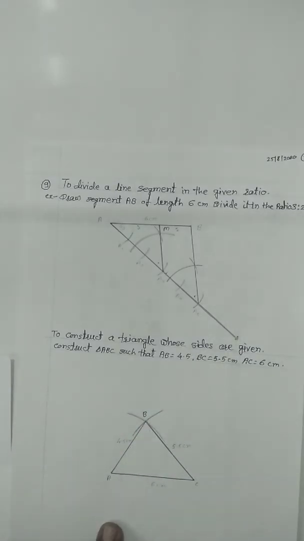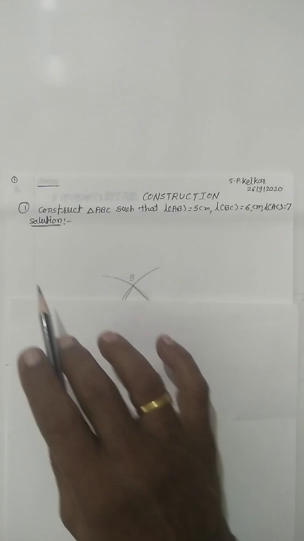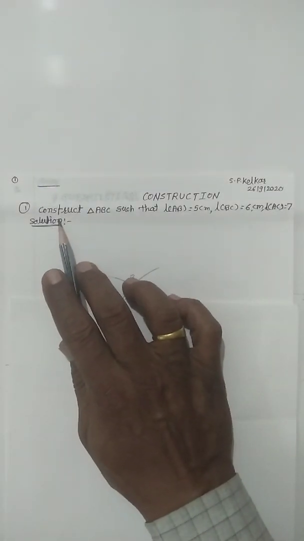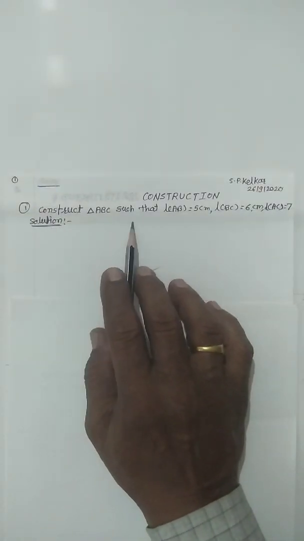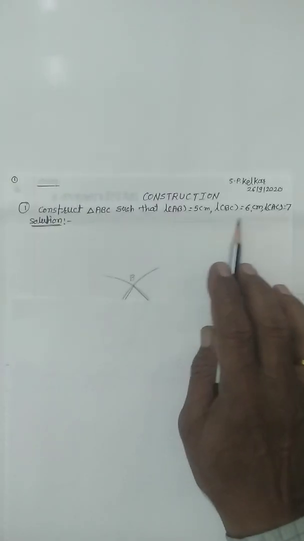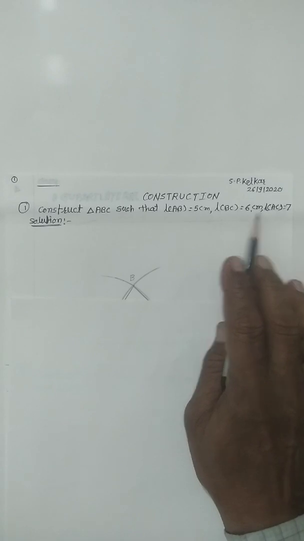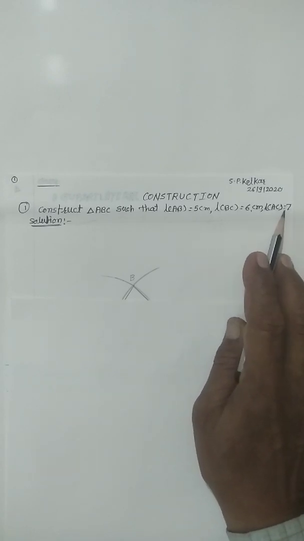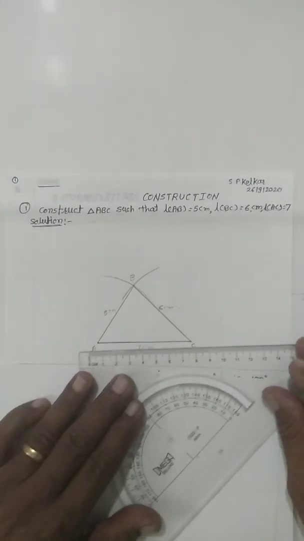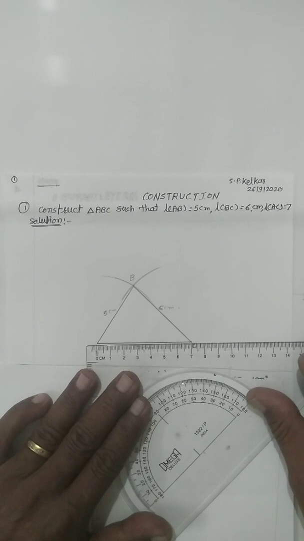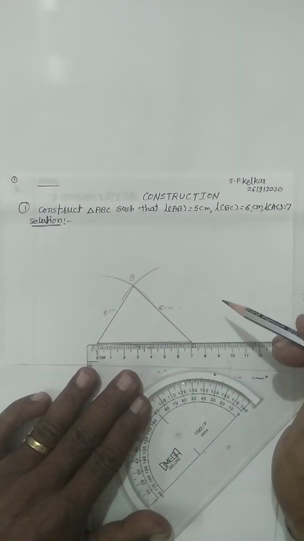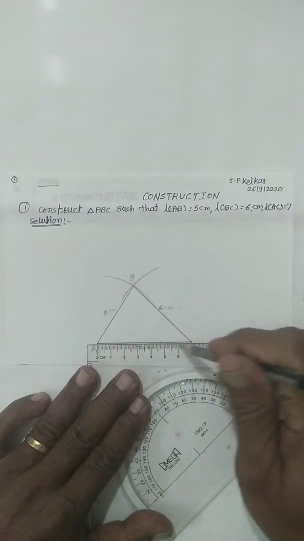Then again we see another triangle construction of triangle ABC such that three sides are given. AB equal to 5 centimeter, BC equal to 6 centimeter, AC equal to 7 centimeter. Then firstly draw the longest side, that is the 7 centimeter AC. In this way we draw the AC.